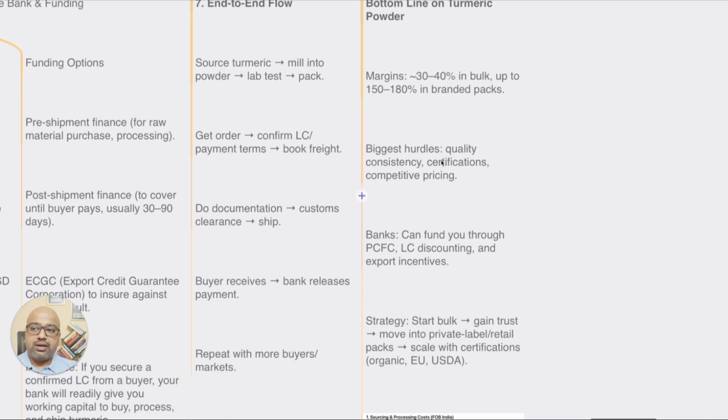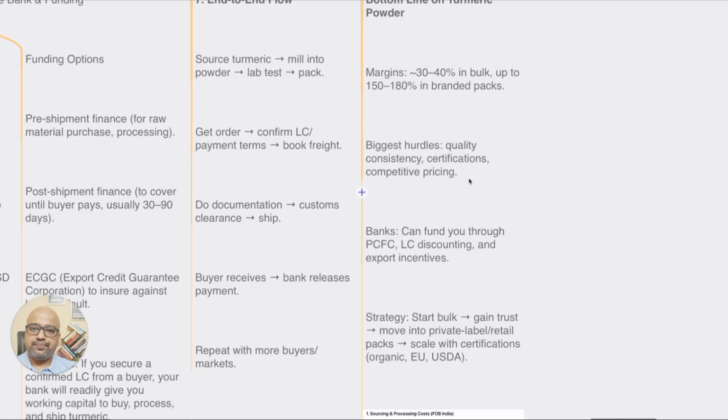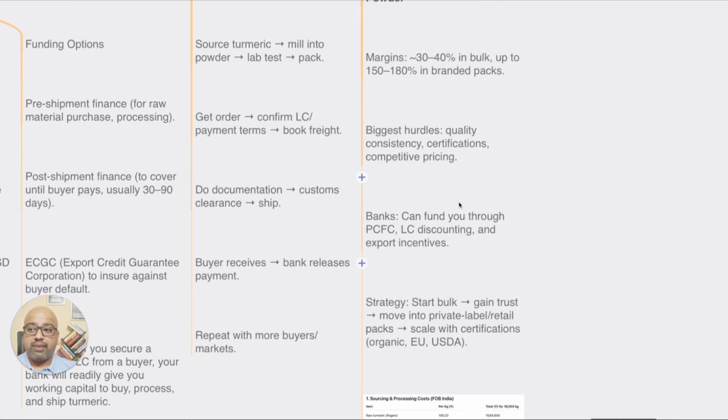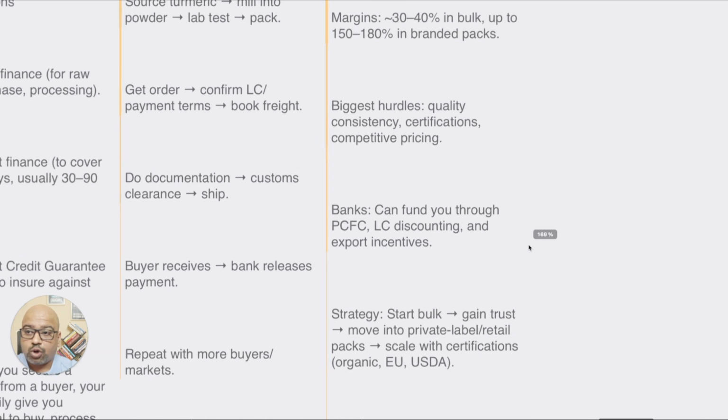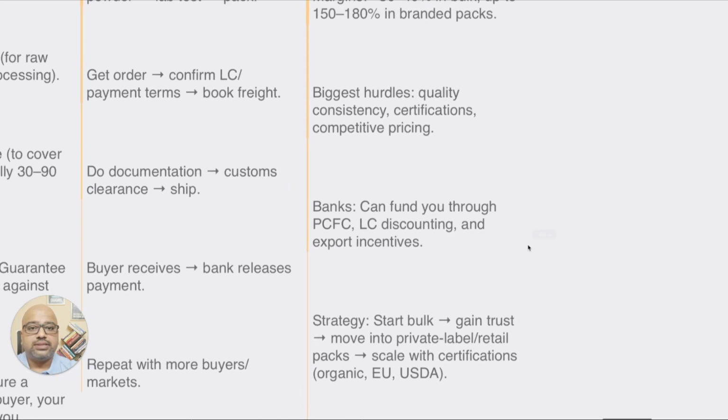The bigger hurdles are quality constraints, certifications, and moreover competitive pricing. And the biggest challenge, as I already discussed, is adulteration. If you are sure that the manufacturer is going to give you the best grade, then go for it. Even for the manufacturers, if you feel that the vendor supplying you the raw material will not compromise, then it's a good deal.